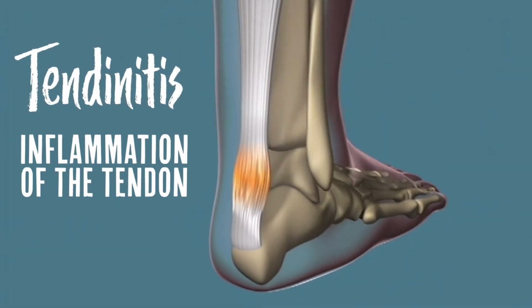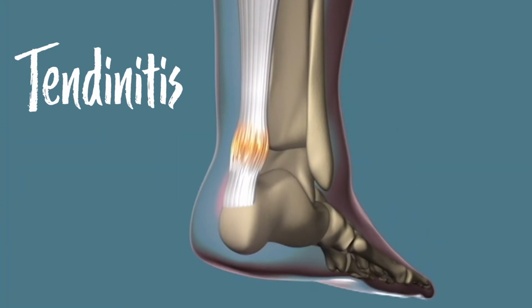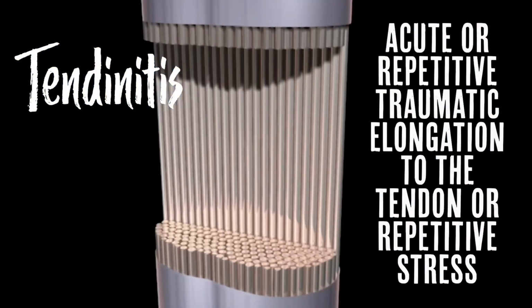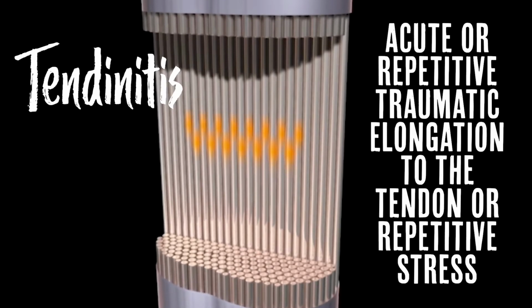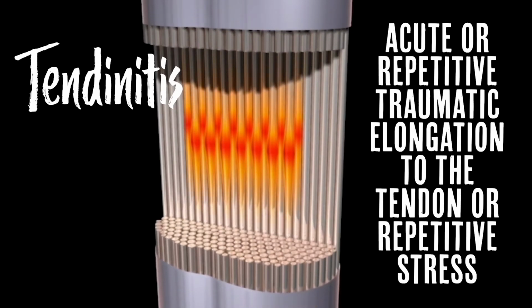Tendinitis is an inflammation of the tendon. Tendinitis can be caused by acute or repetitive traumatic elongation to the tendon or repetitive stress through overuse of the joint.